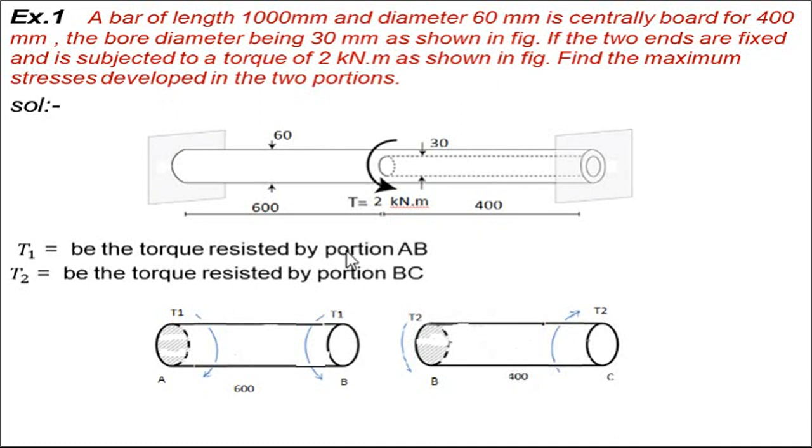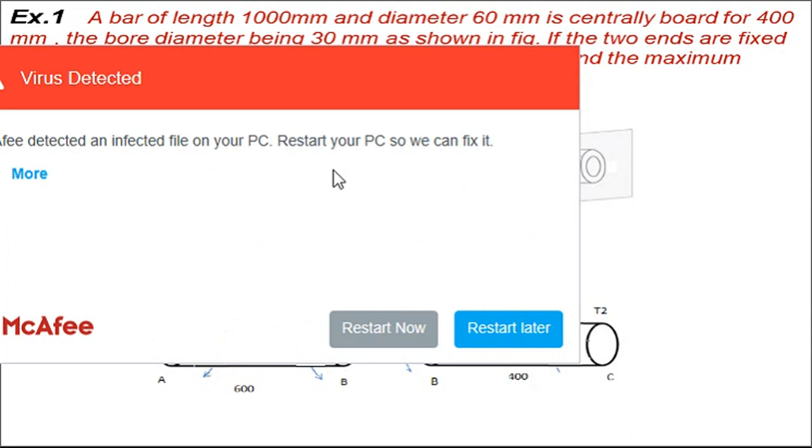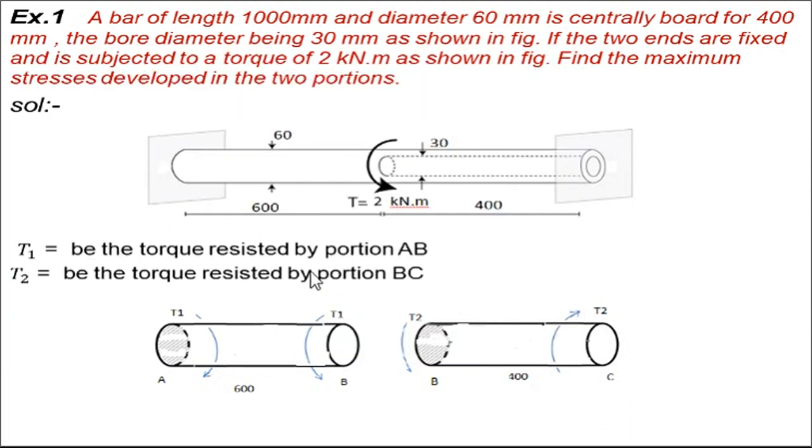So the torque is applied at the middle, with a distance of 600 mm on one side and 400 mm at the other end. T1 will be the torque resisted by the portion AB, and for the BC region the torque is T2, which is resisted by the portion BC. For simplicity, we have bifurcated the total shaft into two portions: one is the AB portion and another is the BC portion.